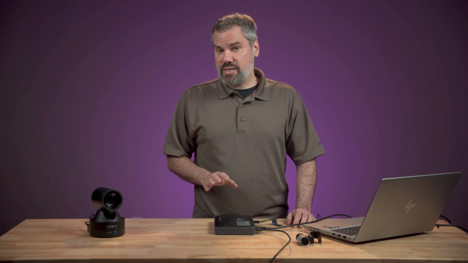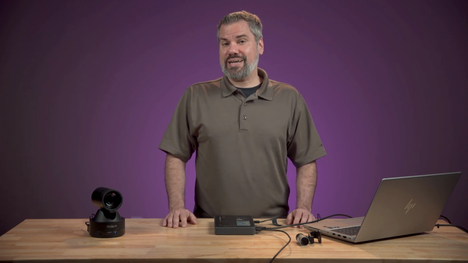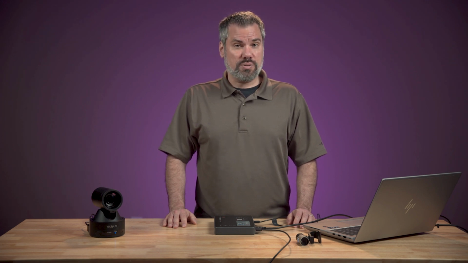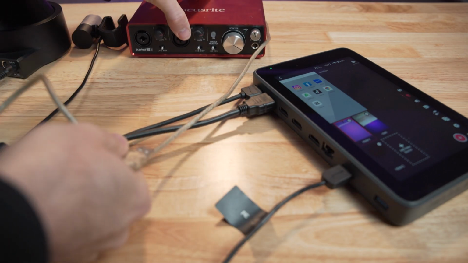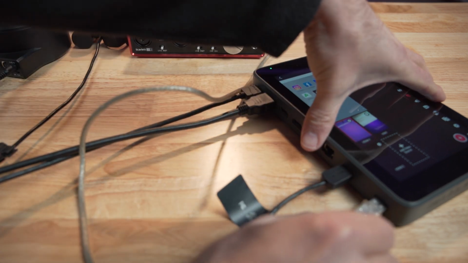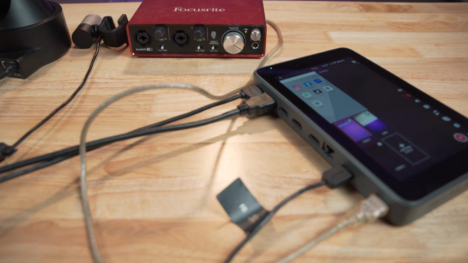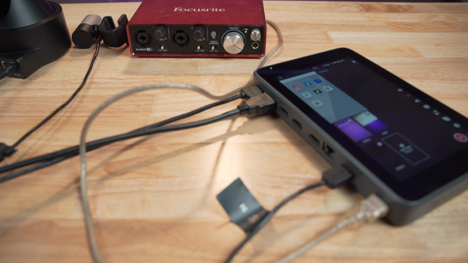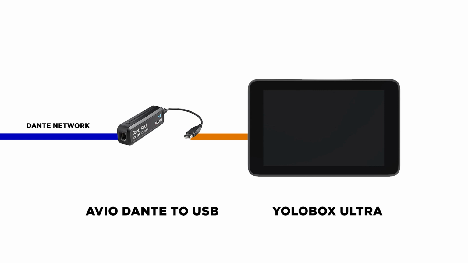One of my favorite things about the Ultra is that you can connect a USB audio interface and use that as your audio input source. So I can connect something like this Focusrite 2i2, which would allow me to connect a stereo line level balanced XLR feed coming from a mixer's output and connect that to the Ultra. Or if you're using Dante for your broadcast mix, you could use the Audinate AVIO USB adapter and connect your Ultra directly to Dante for your audio source.